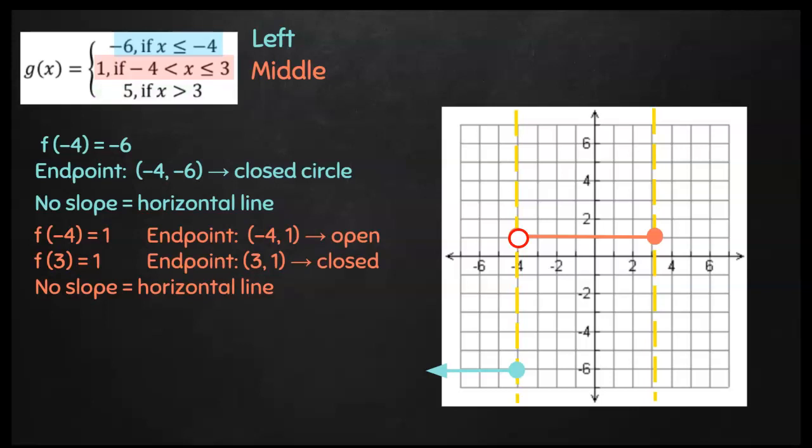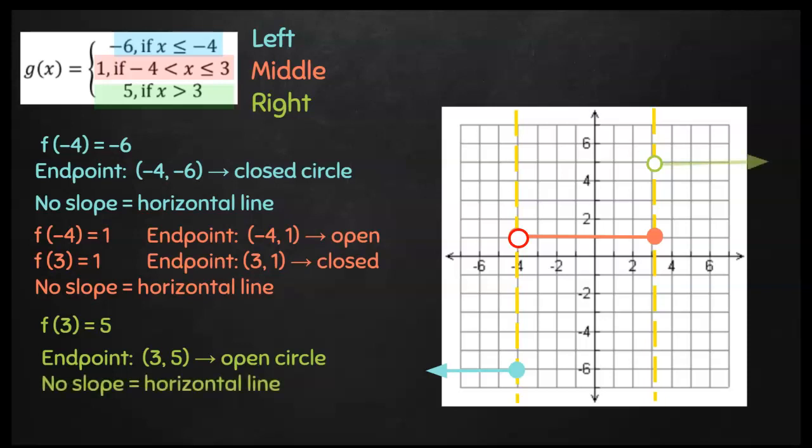Okay, so now I'm going to look at the very last piece that I have, which is x is greater than 3. So that 3 with an x is my y with a 5. So that's my endpoint. There will be an open circle. And again, because there is no slope, it is a horizontal line with an arrow at the end.